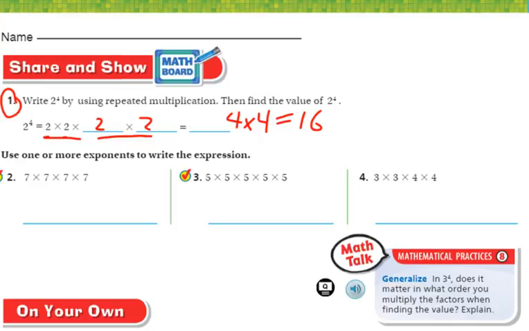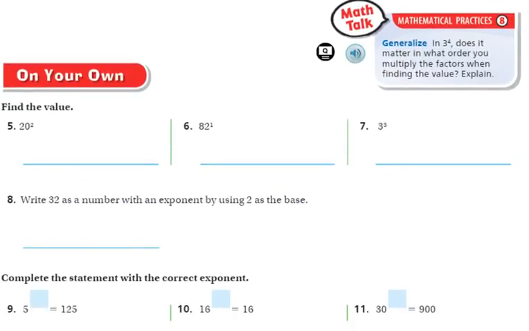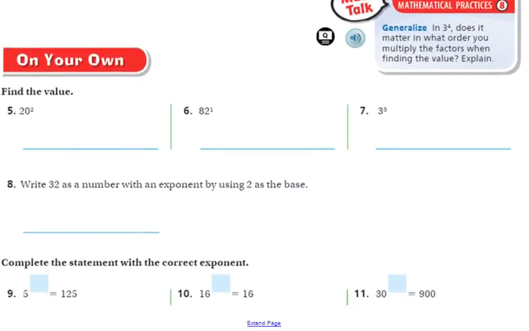Now I'd like you to go ahead and pause the video and complete questions 2, 3, and 4, simply writing it using exponents. Take a look at my answers there. We have 7 to the 4th power, 5 to the 5th power, and 3 to the 2nd power times 4 to the 2nd power. All good stuff there. All right, let's continue moving down here.